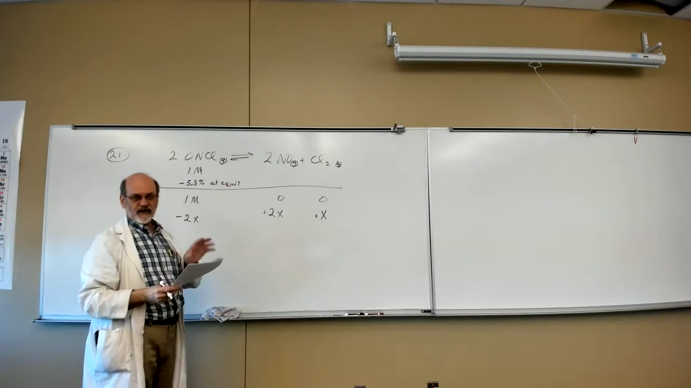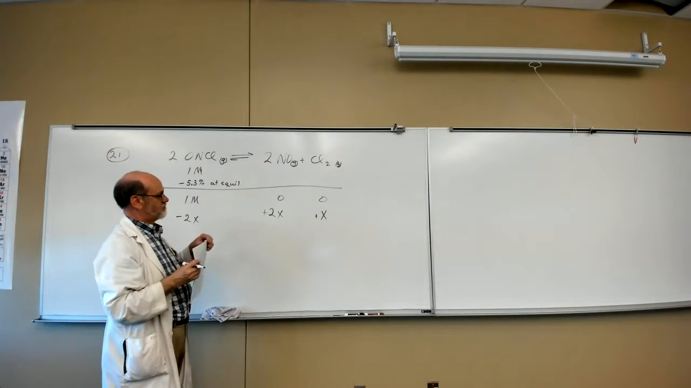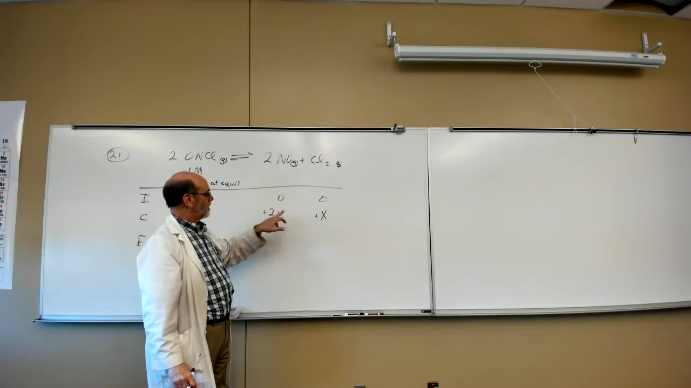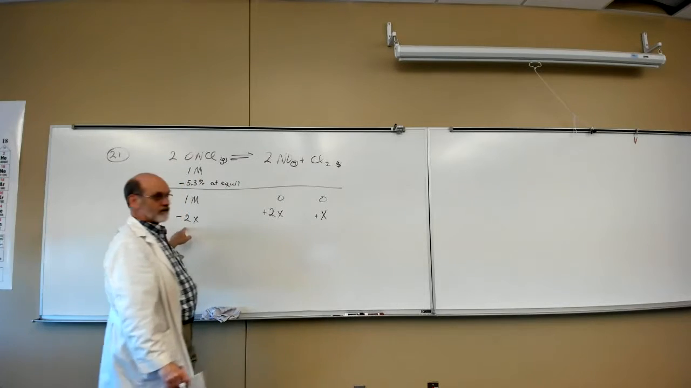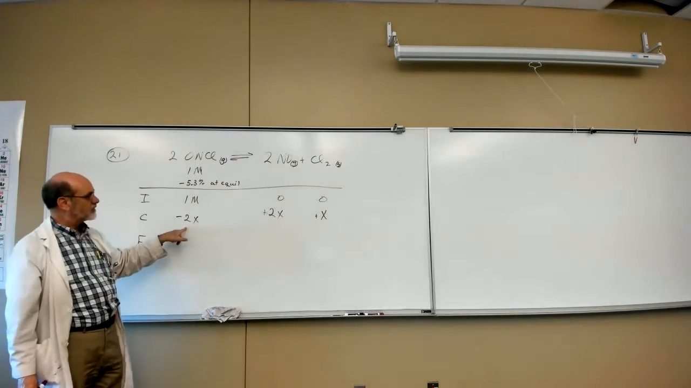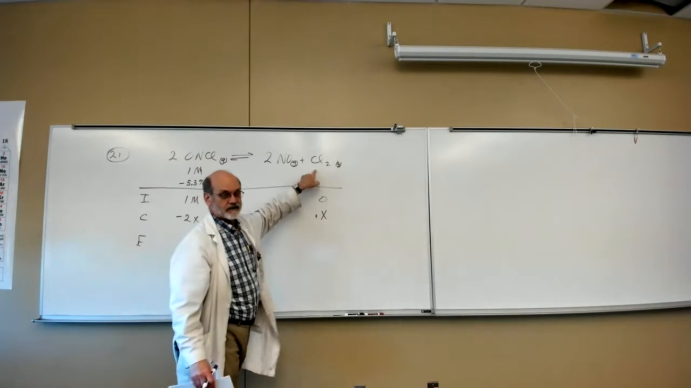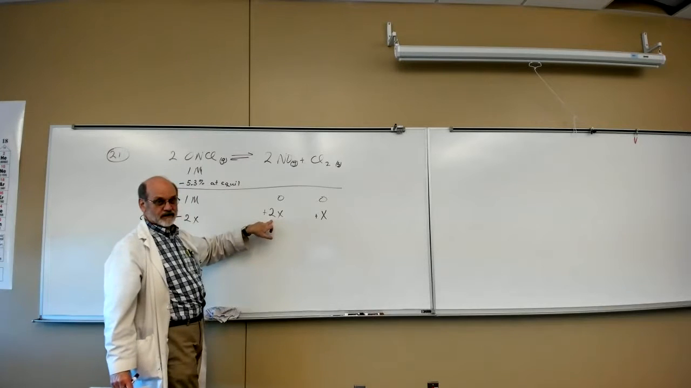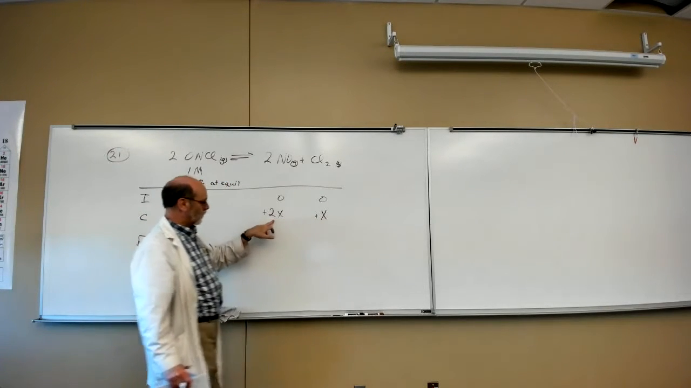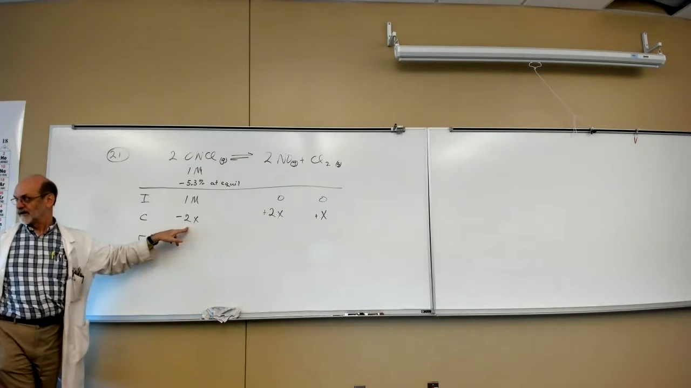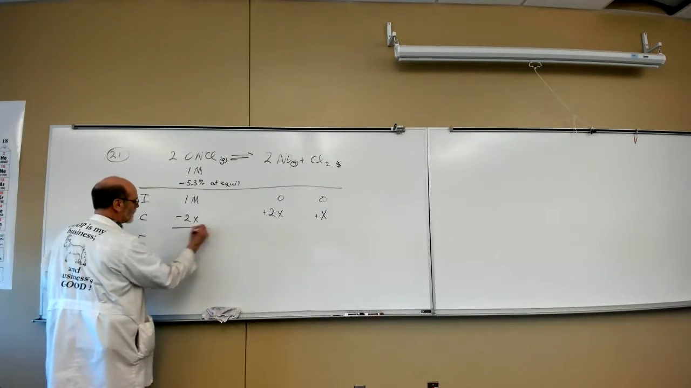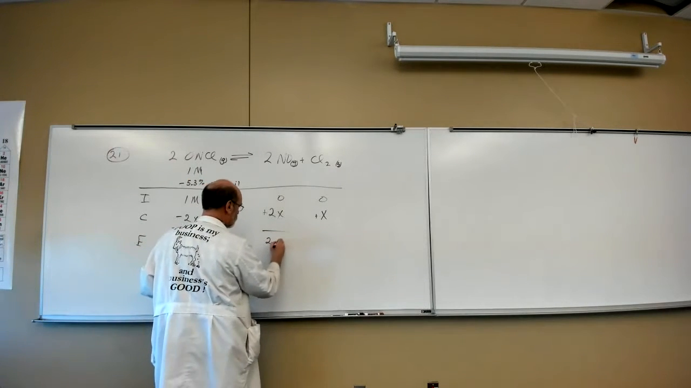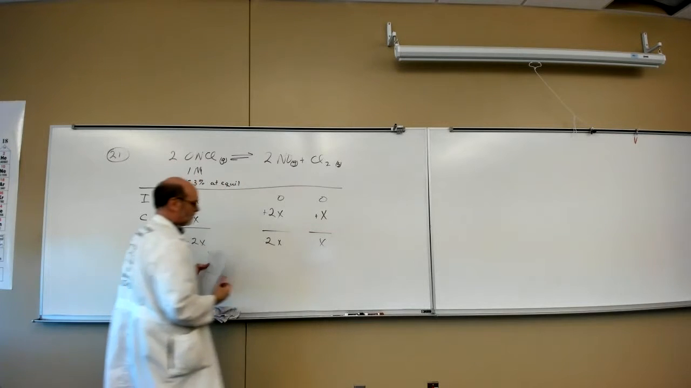So for every Cl2 we gain, we're going to lose 2 of these, because of the 2, 2, and 1 stoichiometry. So we're going to lose 2 of those, and we're going to gain 2 of these. For every one of those, we get 2 of these, and we lose 2 of those. So the equilibrium situation is 1 minus 2x here, and 2x here, and x there.